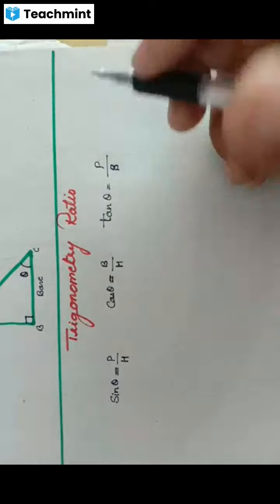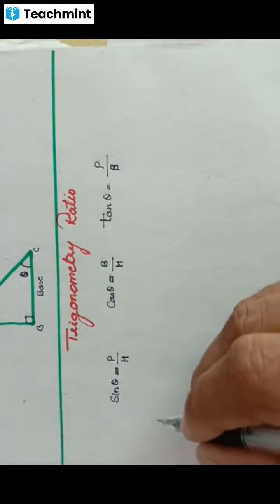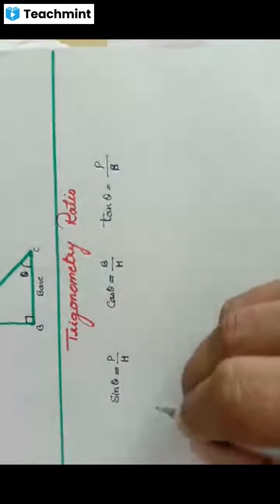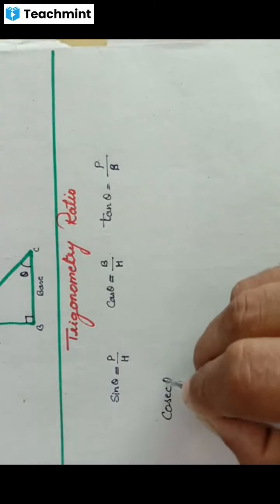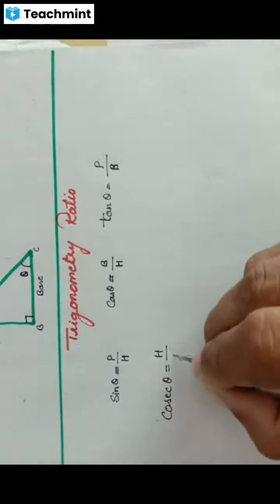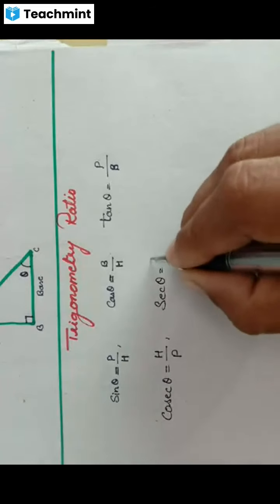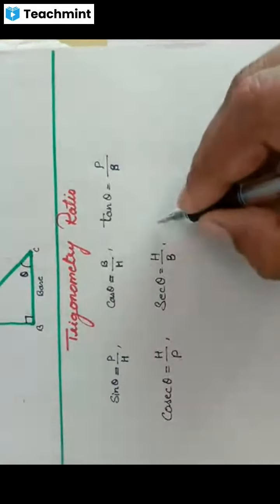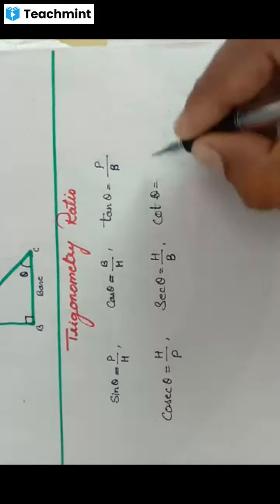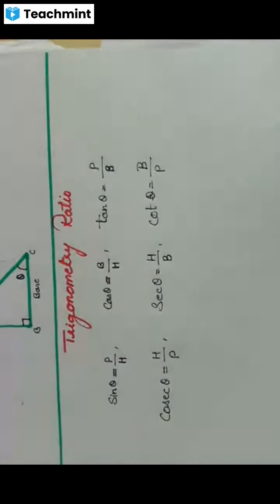Now you are going to get the reciprocal of this. Reciprocal means the reciprocal of sine is cosec, the reciprocal of cos is sec, and the reciprocal of tan is cot. So I am going to write the reciprocals. Cosec theta equals hypotenuse upon perpendicular. Sec theta equals hypotenuse upon base. The last one is cot theta, which equals base upon perpendicular. So these are the three reciprocal ratios, and it becomes your six.